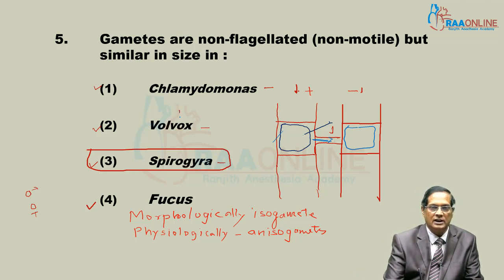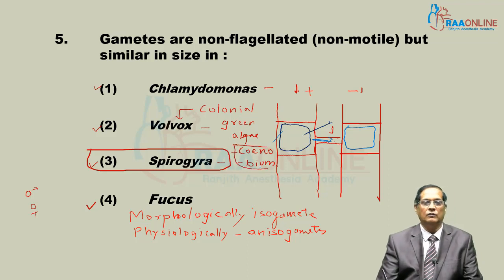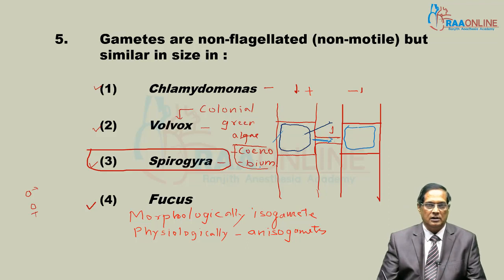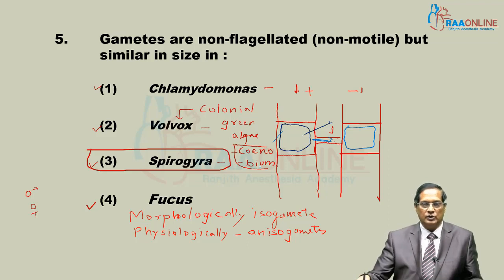Volvox is a colonial green alga, and its colony is known as coenobium. This is the name of the colony of Volvox. It's a motile colony. Volvox colony is motile.